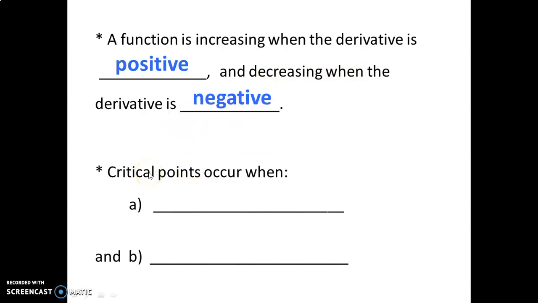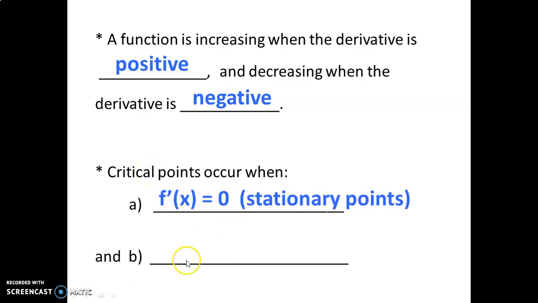Now, there are critical points. Critical points are what we just found. Critical points occur when the derivative is 0. And those are the points we've been looking at, those points where we reach a max or min point. And we know these are called stationary points.